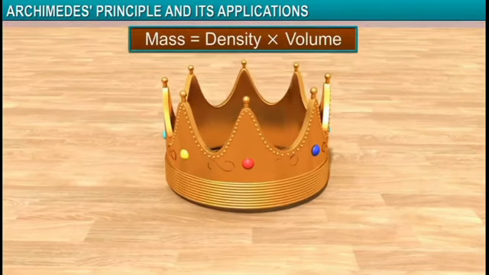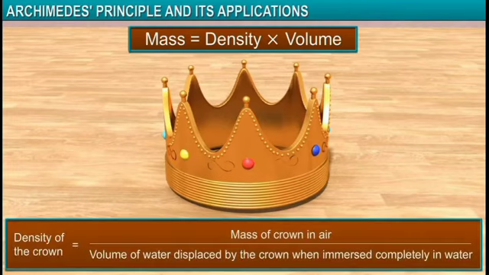Remember, mass of an object is a product of density and volume. So, knowing the density of gold and the volume of the crown, Archimedes could perform the necessary calculations to solve the problem.